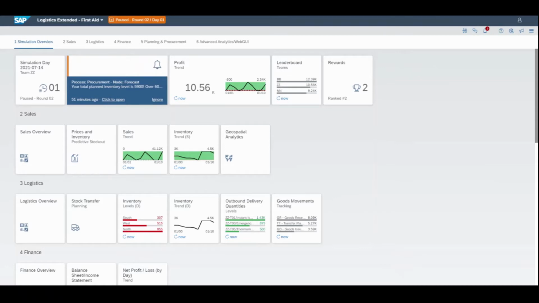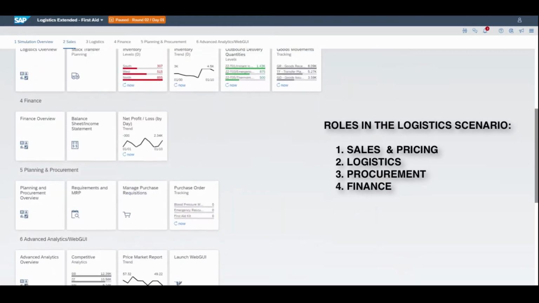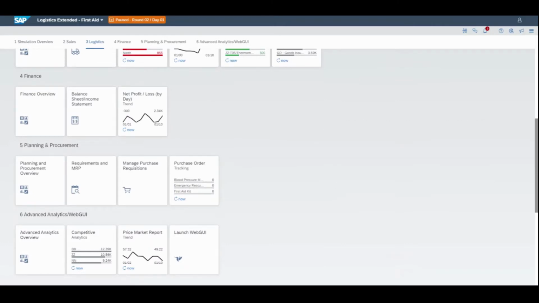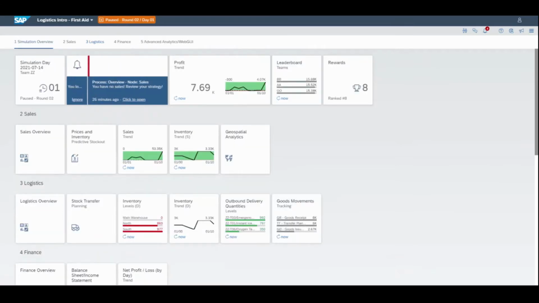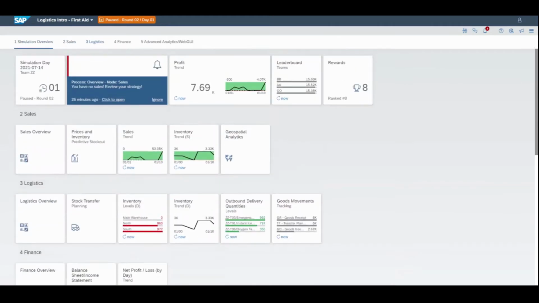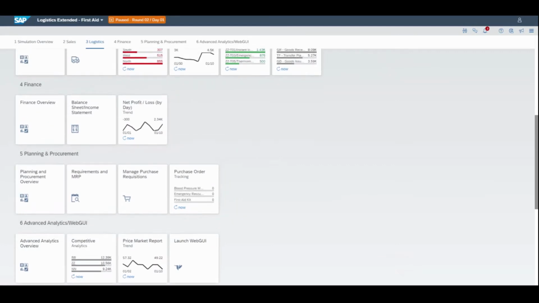The purpose is to present and expose participants to core processes from an integrated perspective. For the logistics game, 4 roles are introduced: the sales and pricing role, the logistics role, the procurement role, and the finance role. The procurement role in logistics introduction is automated, hence it will not appear as a role, as seen here. But in the extended version, the procurement role will be managed by a participant using the tiles on the procurement role.